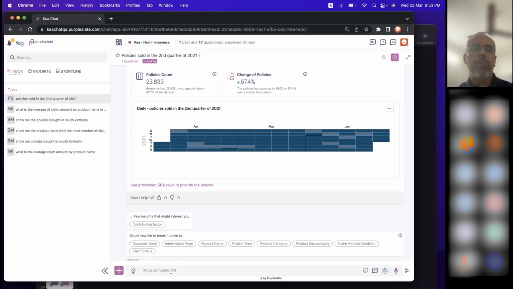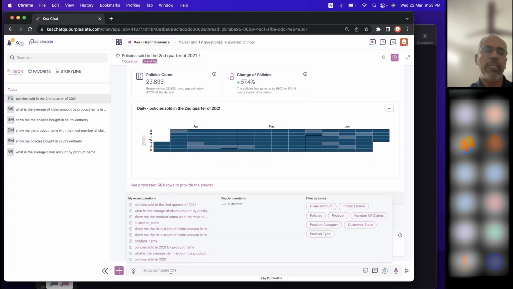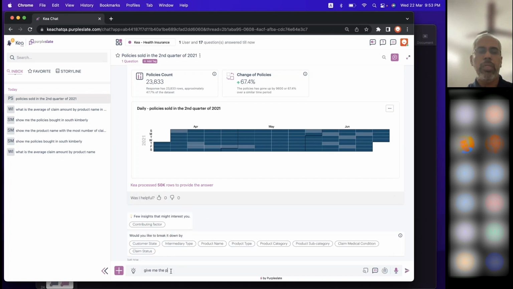Now, for example, I can even change this question, instead of a specific time frame, and modify it to something like, let me pick, say, Georgia.